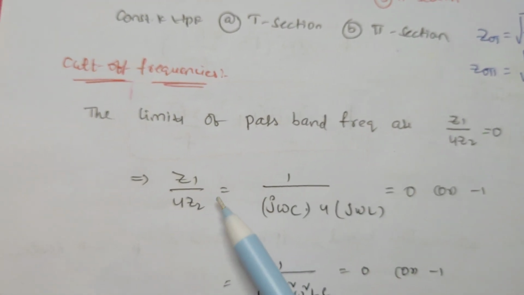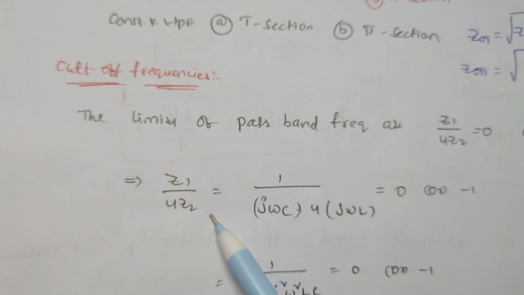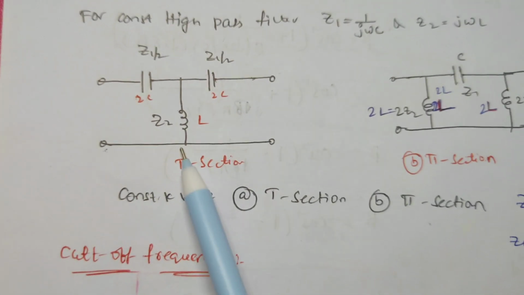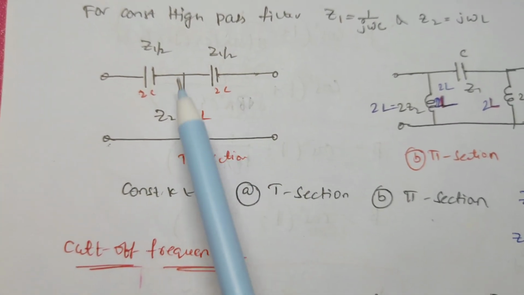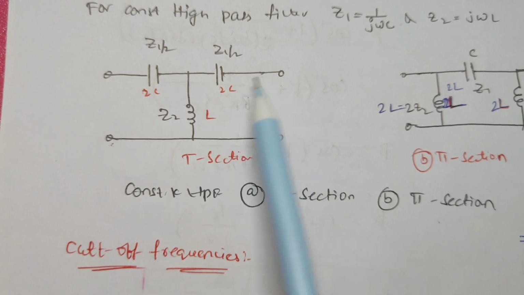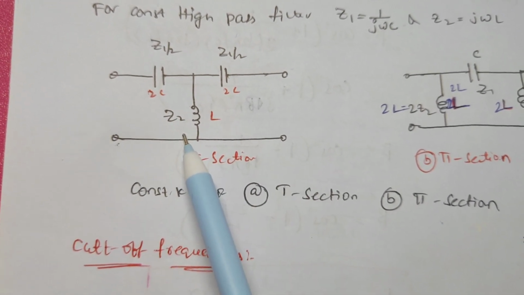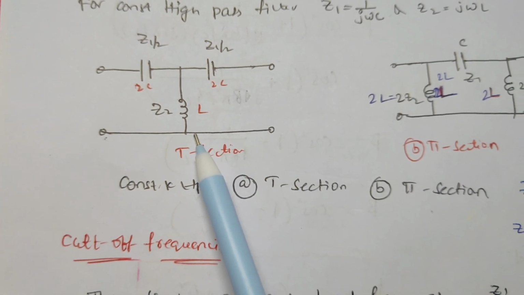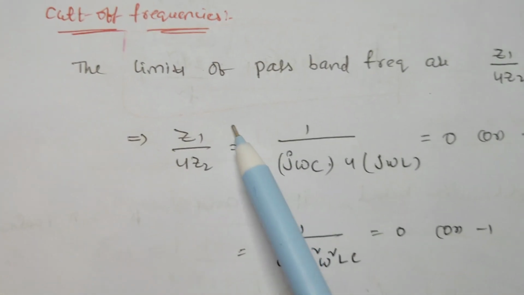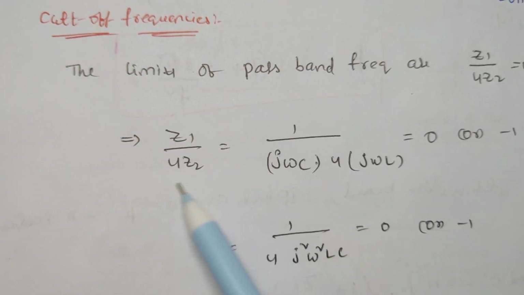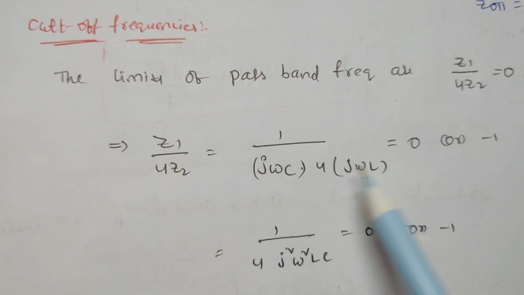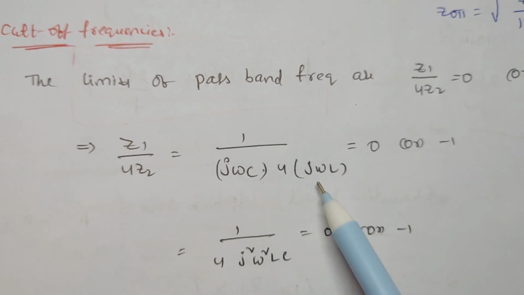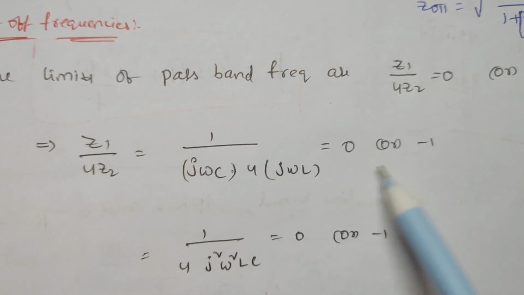Here I am simply substituting the Z1 value and Z2 value. We know Z1 is nothing but the capacitor value, and I am substituting the T section values, where Z1 is the capacitor and Z2 is the inductor. So Z1 is equal to 1 by j omega C, and Z2 is j omega L. Therefore Z1 by 4 Z2 becomes 1 by j omega C into 4 into j omega L, and we equate this value to either 0 or minus 1.